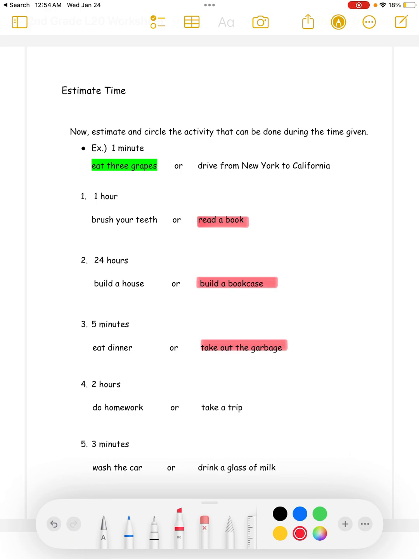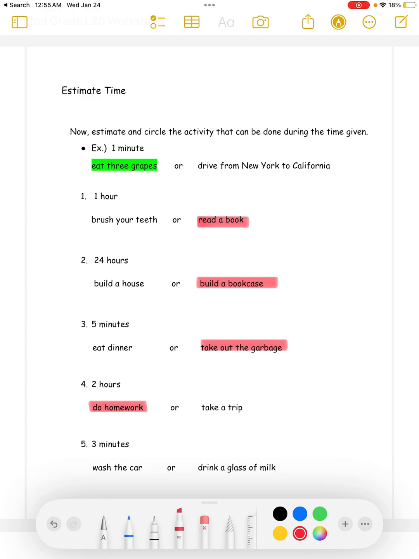Question number 4. 2 hours. Do homework or take a trip. You can take a trip in 2 hours, but it will be a short and quick trip. And a trip is usually a few days long or a day long. So we will be able to do our homework in 2 hours, which is typically the time it takes to finish your homework.